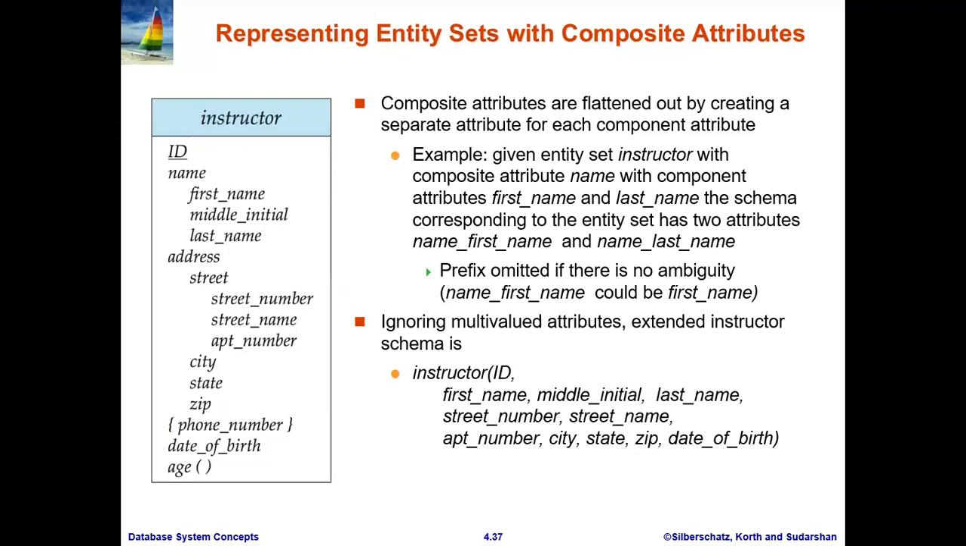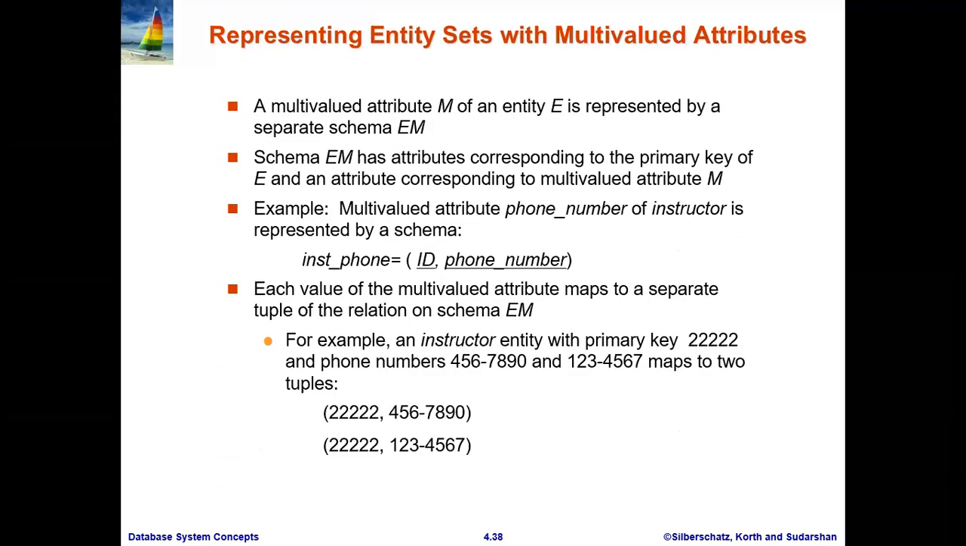So instructor multi-valued attribute M and instructor E is represented as primary key of instructor and corresponding multi-valued attribute M. So we are representing multi-valued attribute phone_number of instructor as the following schema. That is, schema is instructor_phone equal to ID comma phone_number.